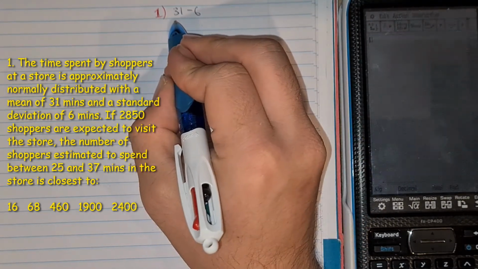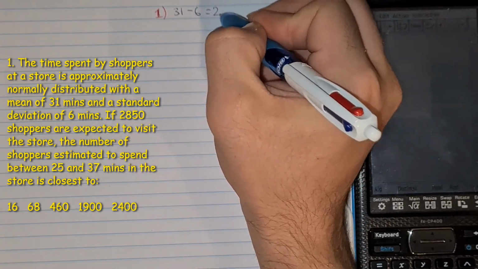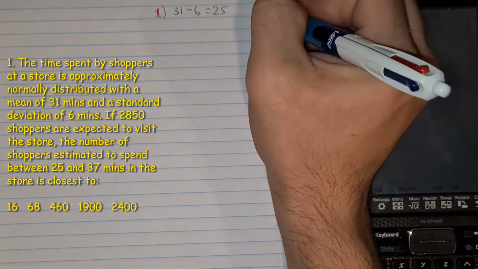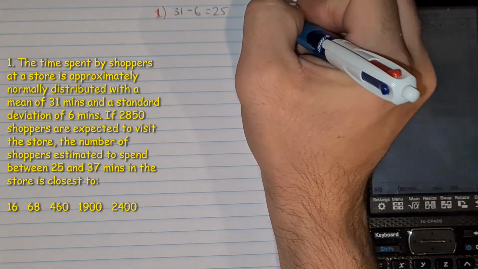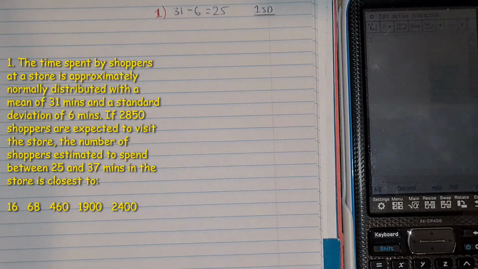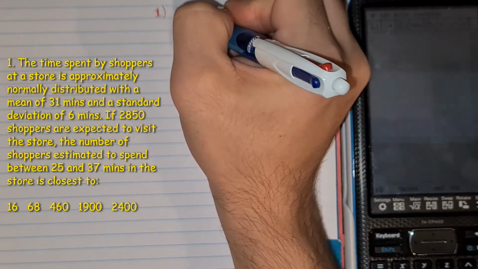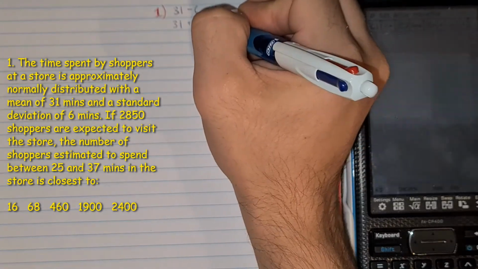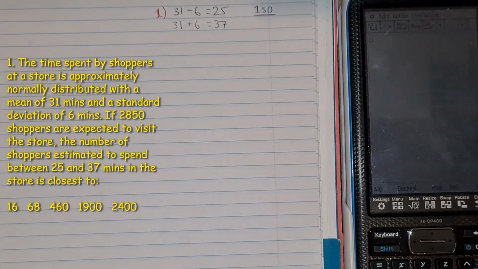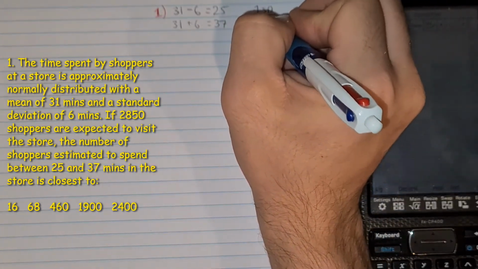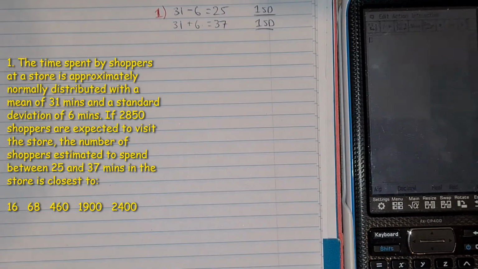If we take our mean and minus one standard deviation, we get 25. So 25 is one standard deviation below the mean. Let's do the same thing with 37. Let's add a standard deviation to 31 and we get straight to 37. So we know 37 is one standard deviation above the mean.